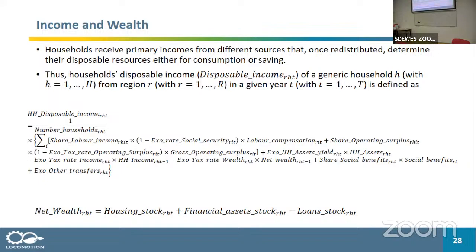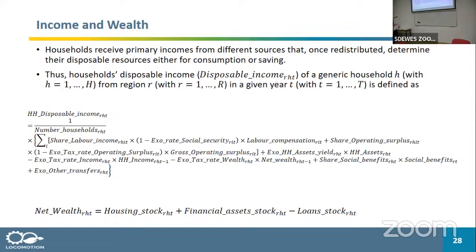So for each of the households, we have the disposable income. R is the region, H is the 1 to 60 household type, and T is time. This is the equation for the household income. This is the income received by each group of households, and we divide by the number of households in each group. So we have the income of one representative household.